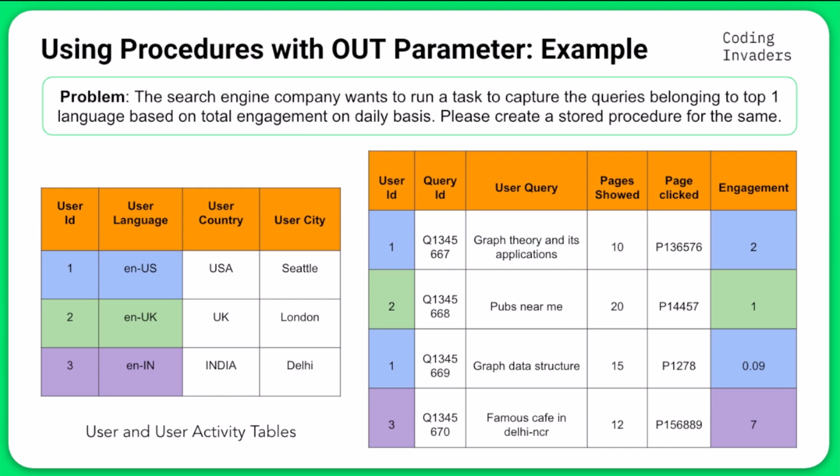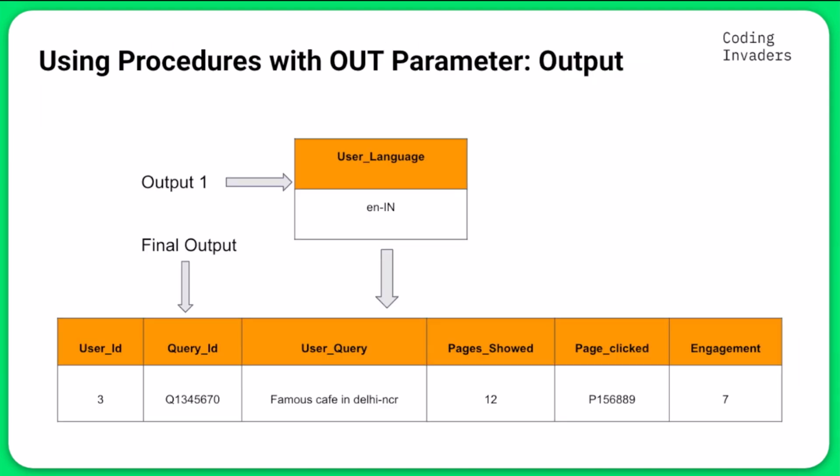So from where can we get the query? We can get it from the user activity table. So what is the query of IN? IN's user ID will be 3. So for this user ID, they want the query ID, the user query, pages shown, page clicked, engagement. They want the entire details of that user ID.